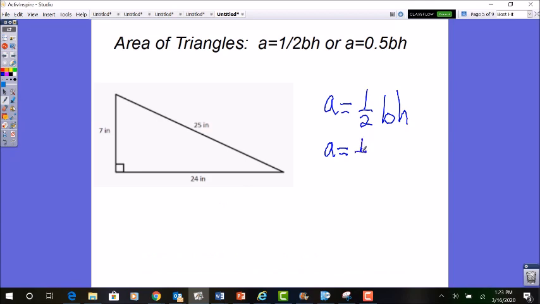All right, so you should have done 1/2 times 24, times 7. So 1/2 times 24 is 12. 12 times 7 is 84 inches squared.